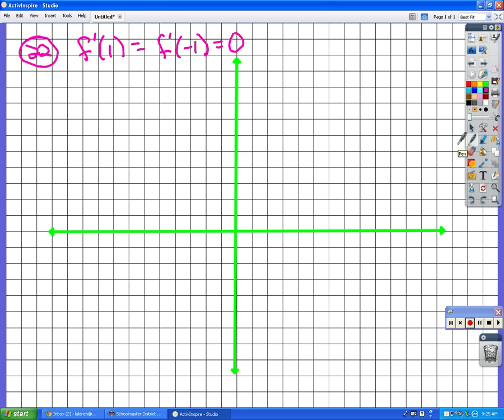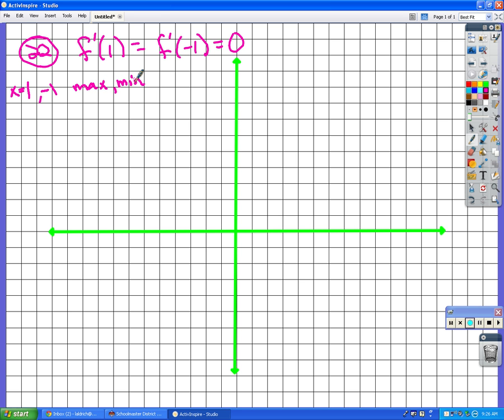Right, there's a maximum or a minimum. We don't know which one. Okay, so at x equals 1 and negative 1, we have a max or a min. Could both be maxes, could both be mins. I don't know, we'll find out. Because the derivative equals 0, so the slope is 0 right there, so it's got to come up to it or come down to it.